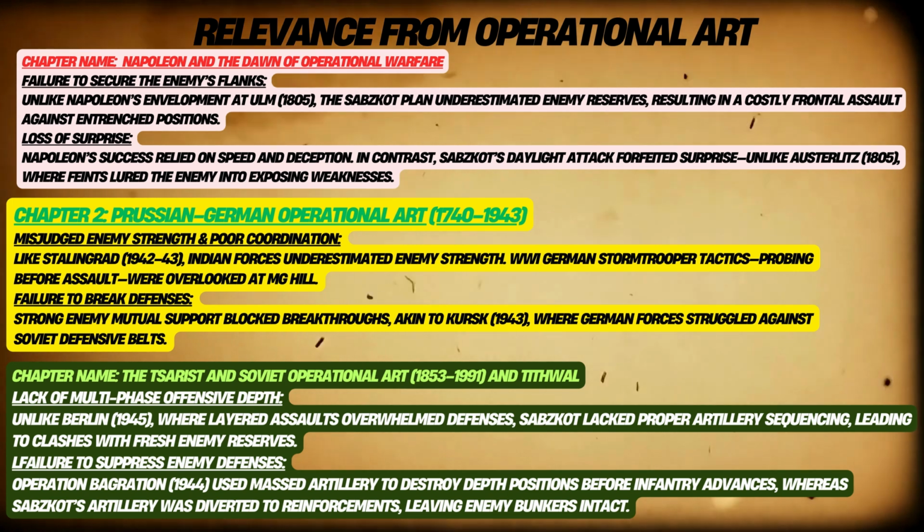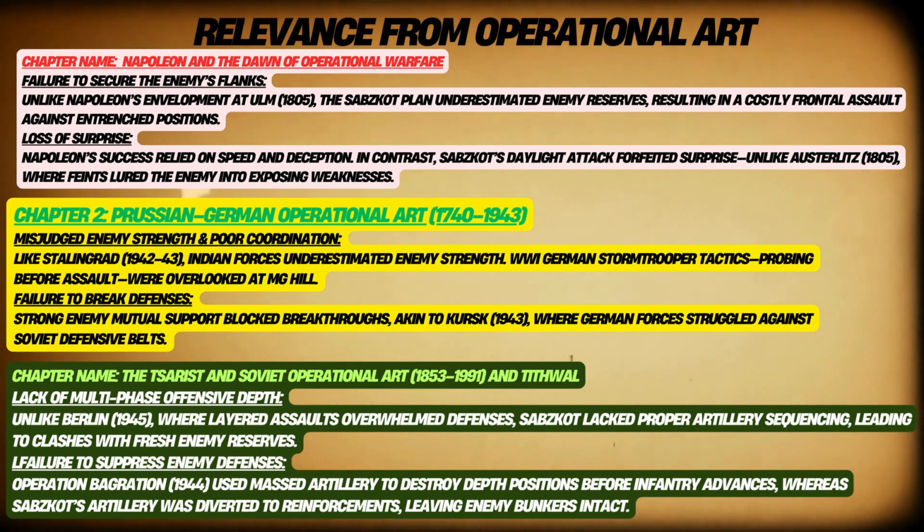Chapter 2. Prussian-German Operational Art, 1742-1943. Misjudged enemy strength and poor coordination. Similar to Stalingrad, 1942-43, Indian forces underestimated enemy strength. World War I German stormtrooper tactics, probing weaknesses before assault, were ignored at AMG Hill.